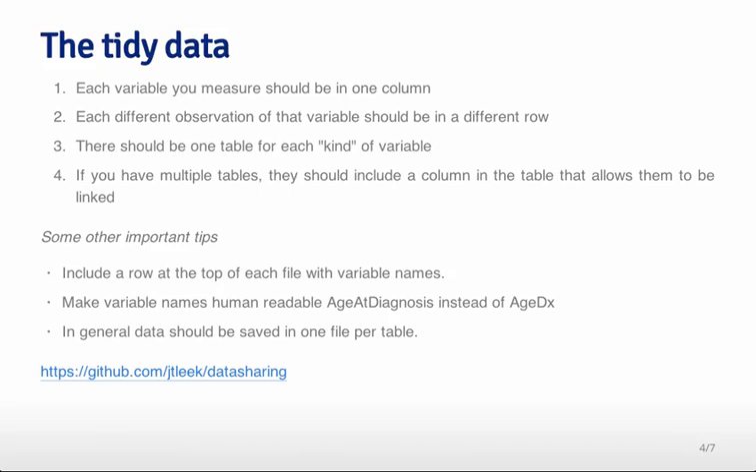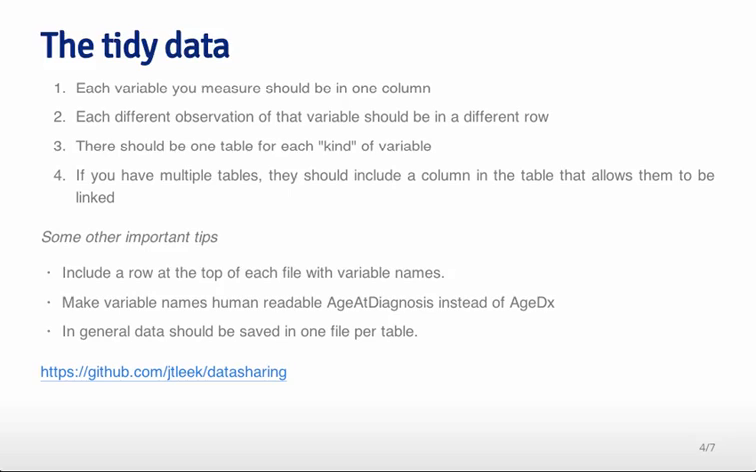So for example, if you collect data from Twitter and Facebook and so forth, you might have one table for each of those. If you have multiple tables, you should definitely make sure, if you're trying to match them up, that they include a column in the table that allows them to be linked together. So this is often an ID, and we'll talk a little bit about merging data sets later in the class. A couple of other important tips that I've found have saved me a lot of trouble in the past is if you include a row at the top of each file with variable names. Sometimes this won't always appear in a tidy data set, but it's much more useful if they are.